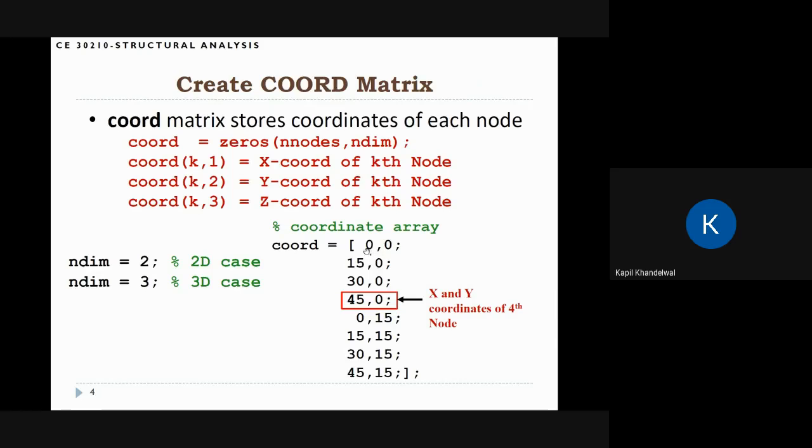You can think of the first row as the x coordinate and y coordinate for the first node. This is the x coordinate, y coordinate for the second node, and so on and so forth. For example, this fourth entry is the x coordinate and y coordinate for the fourth node. So we have to fill up this entry.